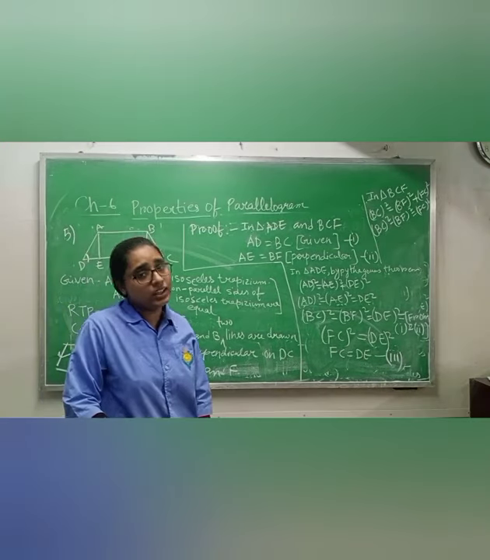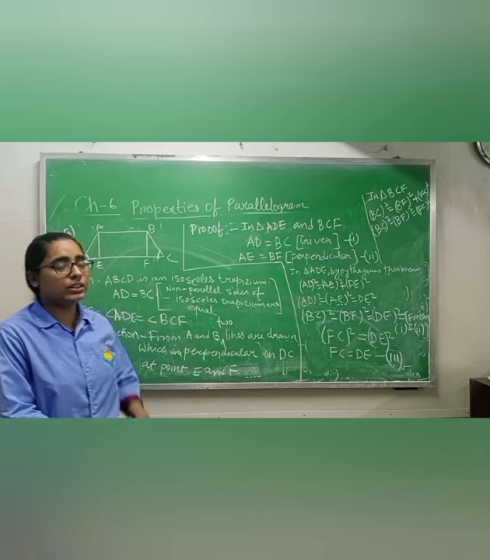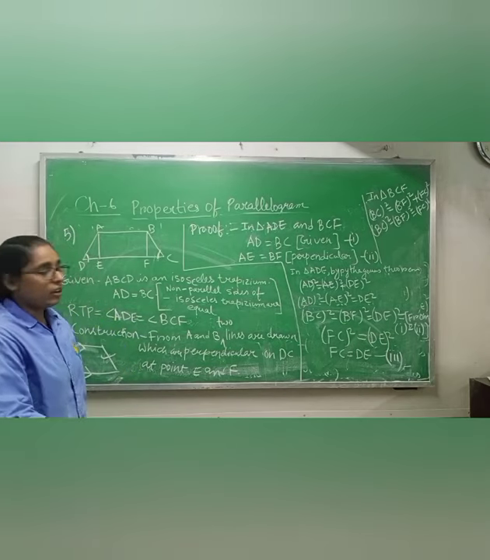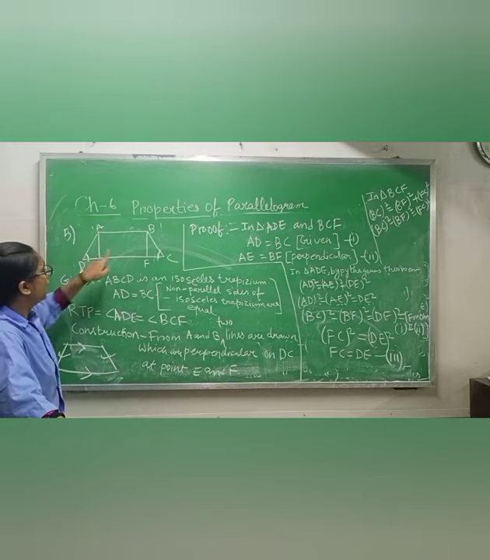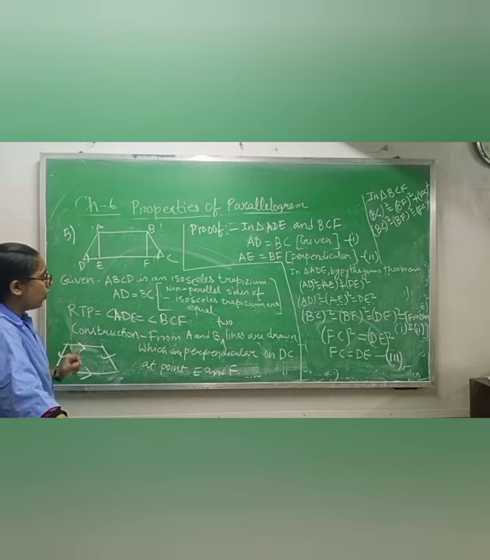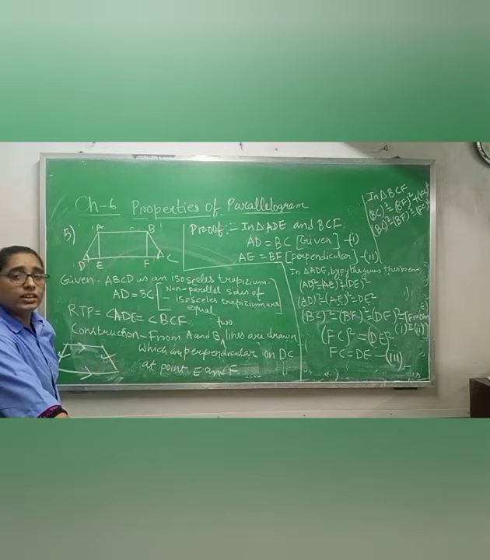Perpendicular means it will make 90 degrees. It means one straight line will always make 90 degrees with the line in which it is intersecting. That is why I am writing: from A and B, two lines are drawn which are perpendicular on DC at the points E and F.